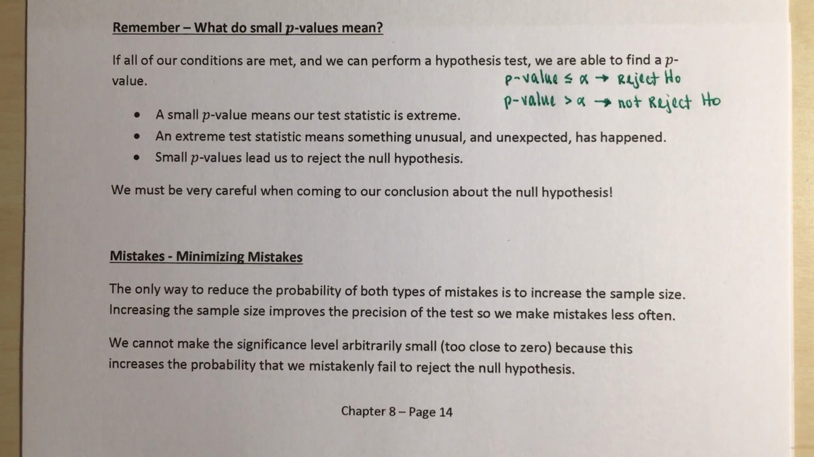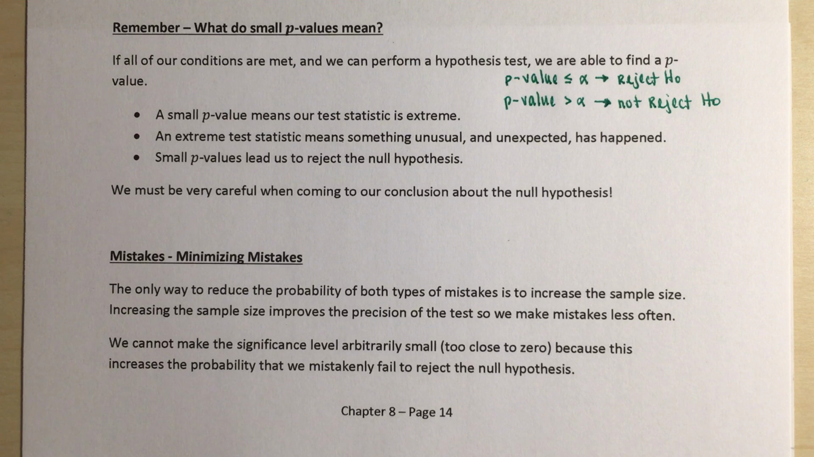Right, so as we're working on our hypothesis test, the first thing we're going to talk about is mistakes. The only way to reduce the probability of both types of mistakes is to increase the sample size. Increasing the sample size improves the precision of our test, which we talked about in previous chapters, so we make mistakes less often. We cannot make the significance level too small, too close to zero, because this increases the probability that we mistakenly fail to reject the null hypothesis.